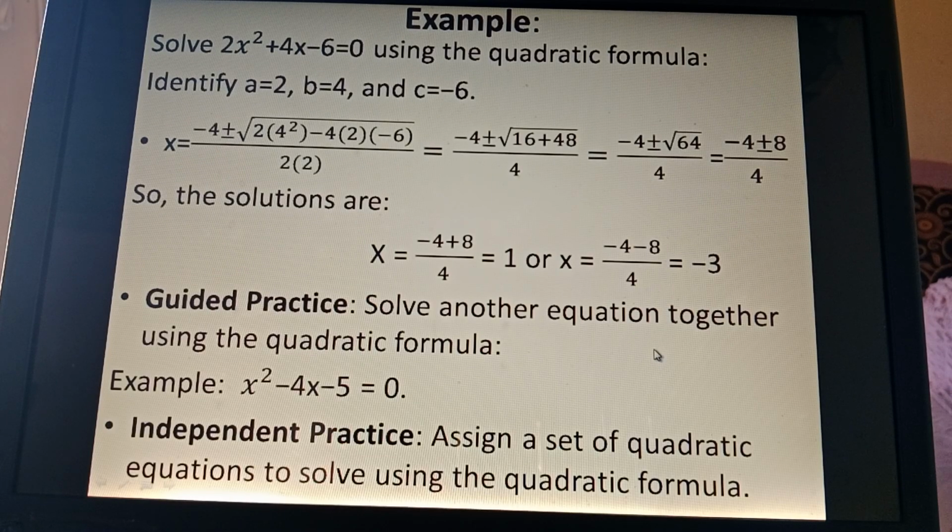Guided practice. Solve another equation together using the quadratic formula. Example, x squared minus 4x minus 5 is equal to 0. Independent practice. Assign a set of quadratic equations to solve using the quadratic formula.